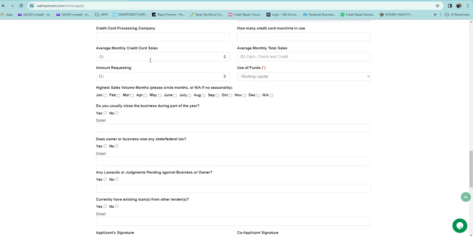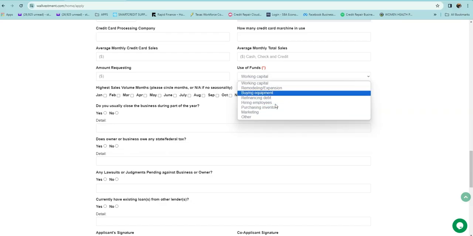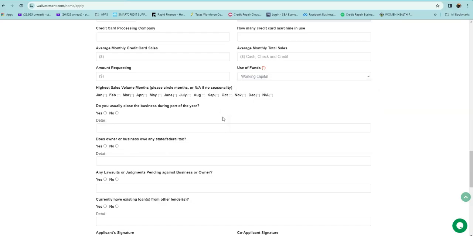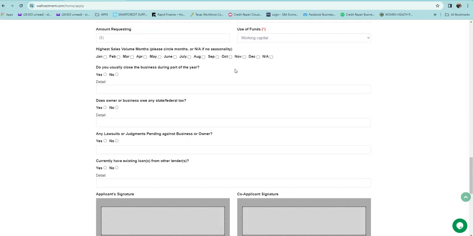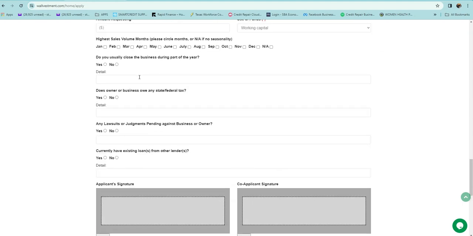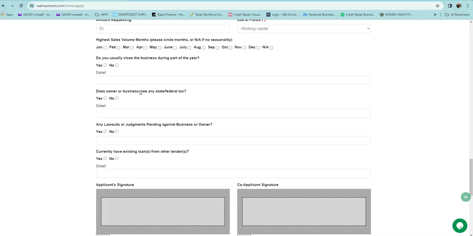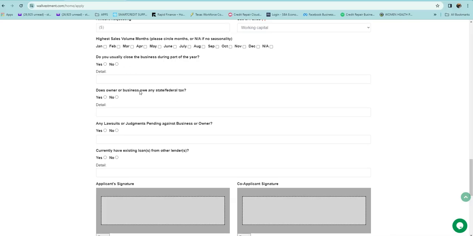Just put it here. Use of funds, we defaulted as working capital. Leave it like that unless they want to choose anything else, but we really don't care what they use the money for. But it's just helpful information, right? Just check on the month that they have the highest sales or the month that they have the lowest sales. This will help the underwriter to determine if we can help the client by taking the payments a little lower on the slow months or what. So this is helpful to know. Okay, but they don't have to do it. So if you don't see a red star, you don't have to do it, but it's helpful. It speeds up the process.